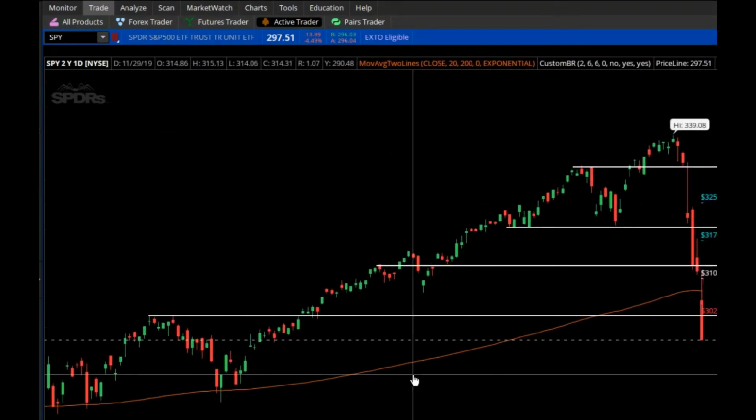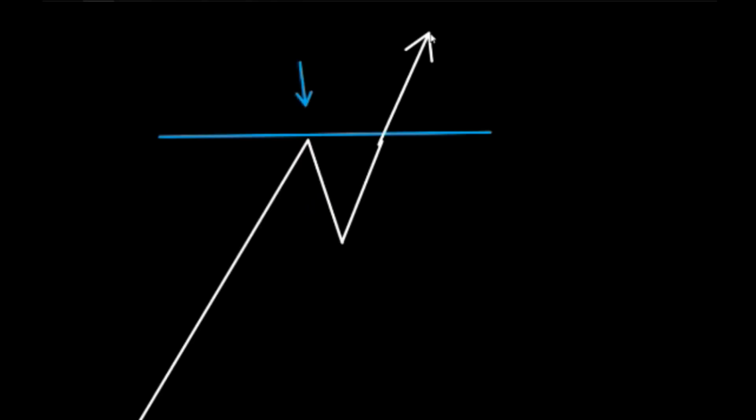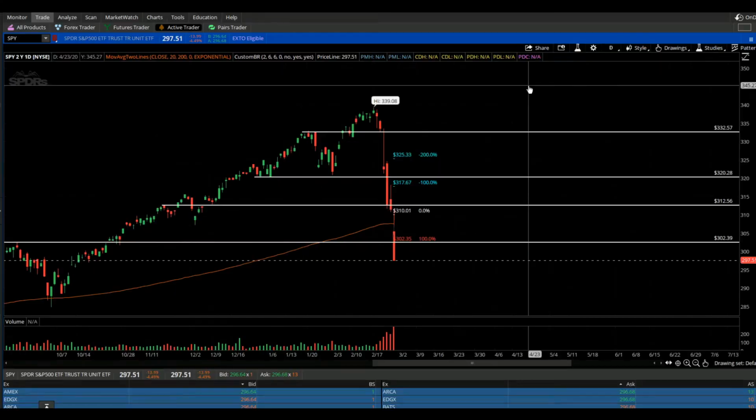In this video, we are talking about patterns. More specifically, we're talking about double tops, double bottoms, and breakouts. So the past few videos, we've been talking about market structure, more specifically placing support and resistance areas.